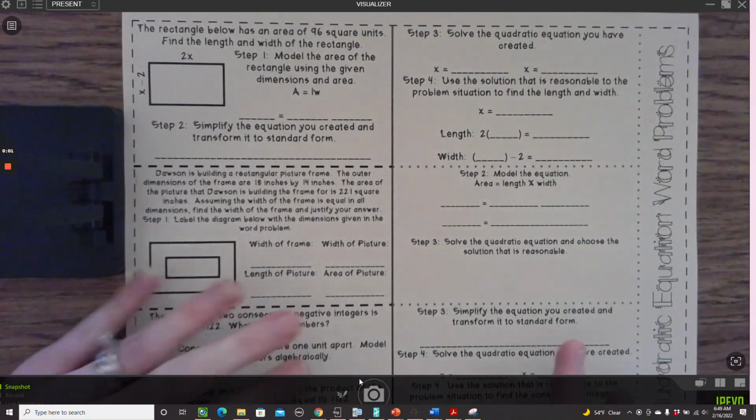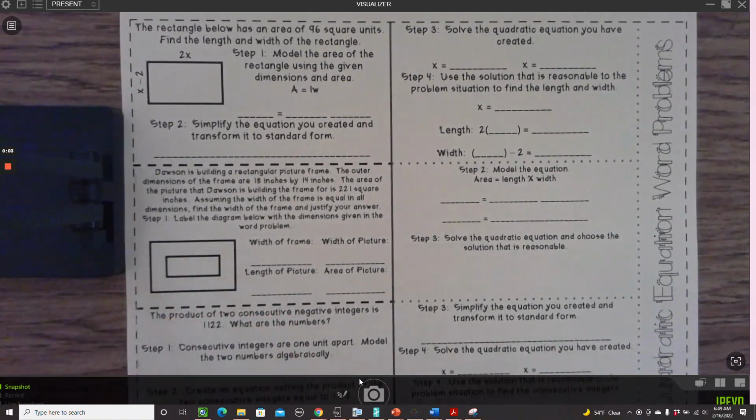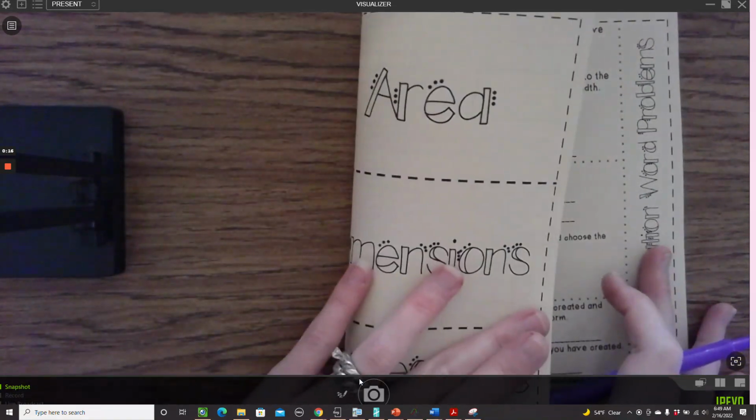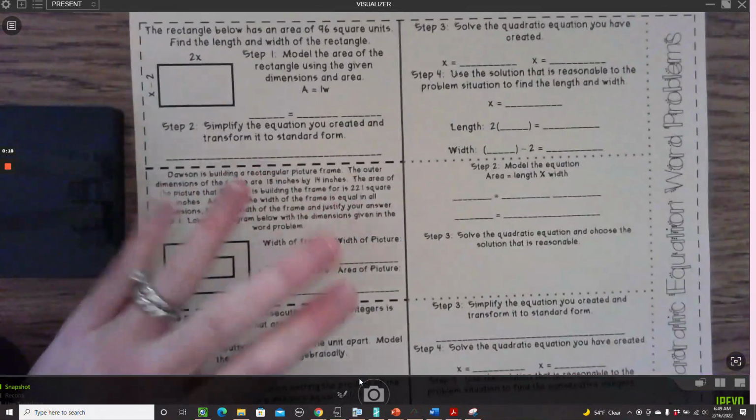This video is for quadratic equation word problems. So what we're covering today is creating quadratic equations from word problems and how we can use those to solve real world problems. The first one that we have is about area, and it's going to be the area of a rectangle.